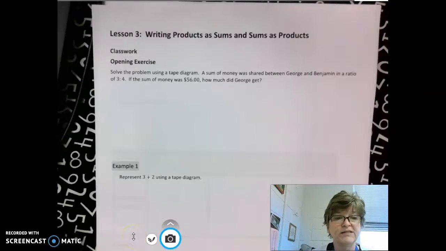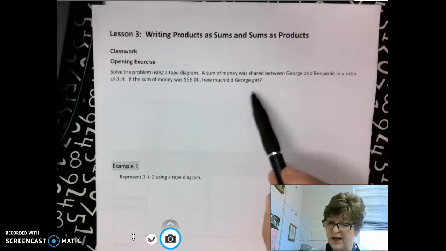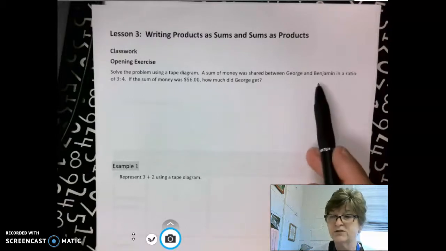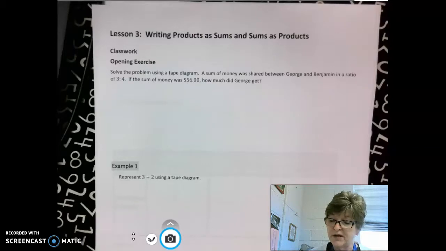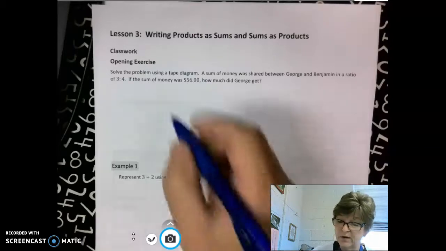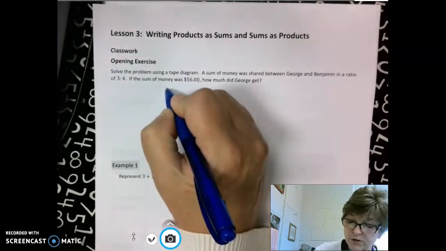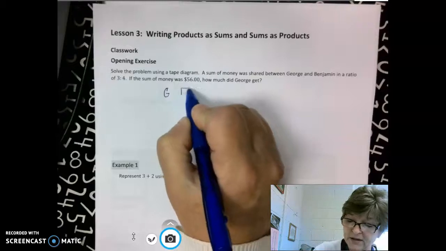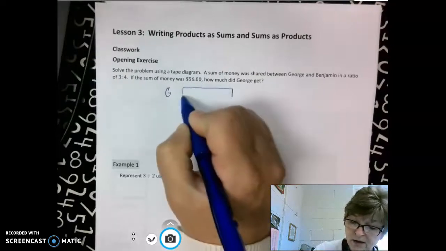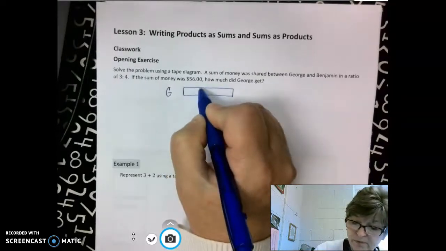Today we're working on Lesson 3, writing products as sums and sums as products. For our opening exercise, George and Benjamin have a sum of money that has a ratio of 3 to 4. If the sum of money was $56, how much did George get? So we're going to start off and identify what George has. George has 3 units of money.